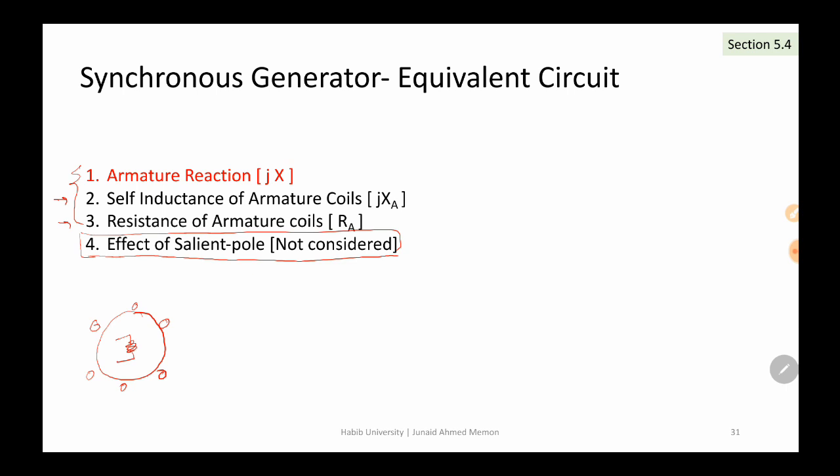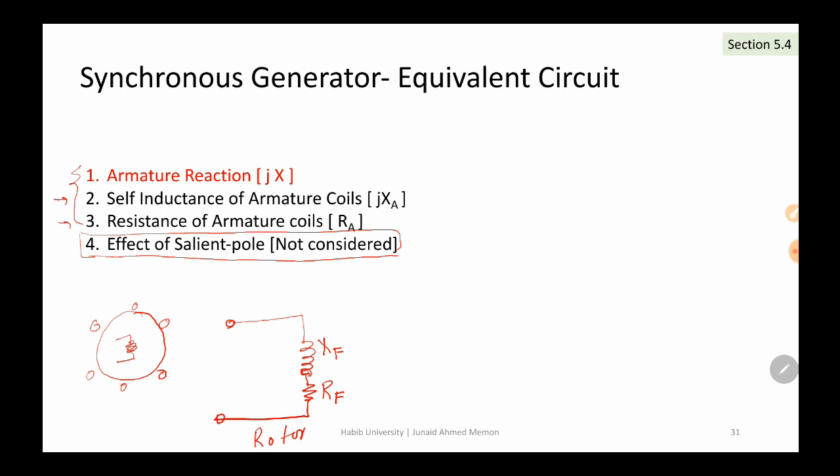One is the rotor part, which is just a field winding. So it will essentially have the field resistance and field inductance, which we represent by XF. That's our field circuit, which is on the rotor. And if we see the armature, we have the coils on the armature.